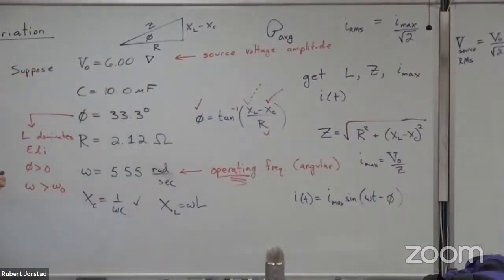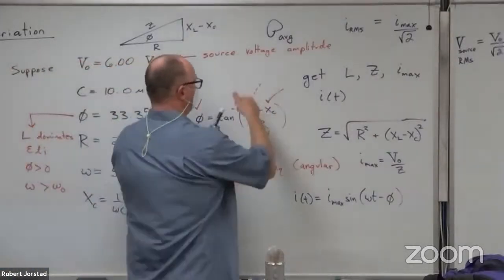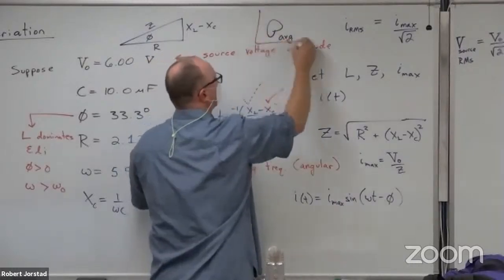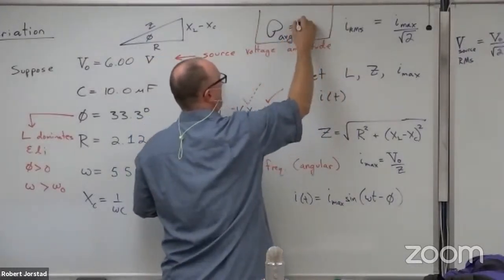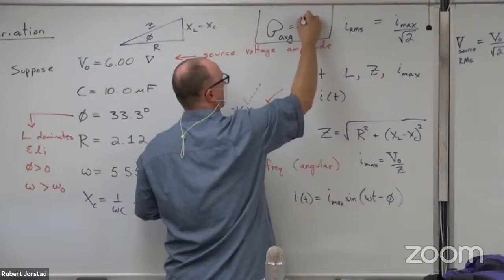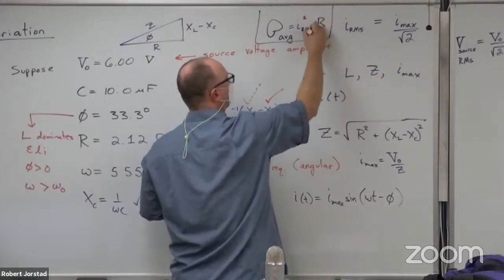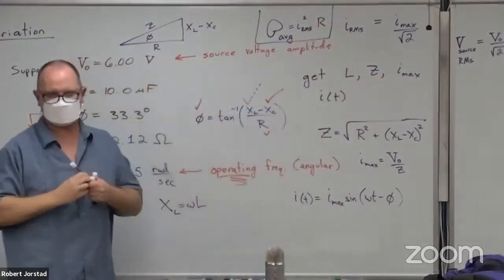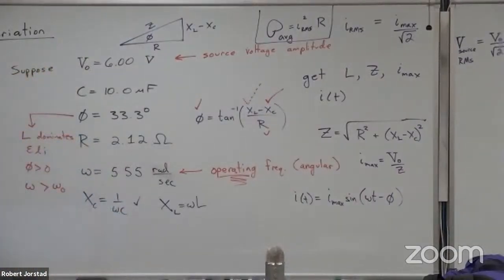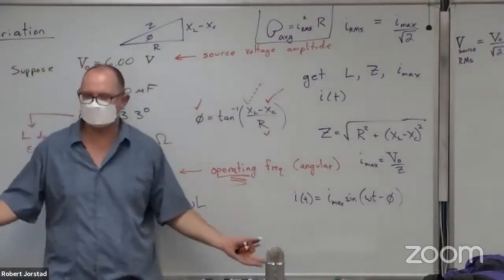What's the average power equation? Does anybody remember? I would say it's IRMS squared R. Do you see it on your equation sheet? So here's a way I could mix it up with you. What if I give you the average power instead?